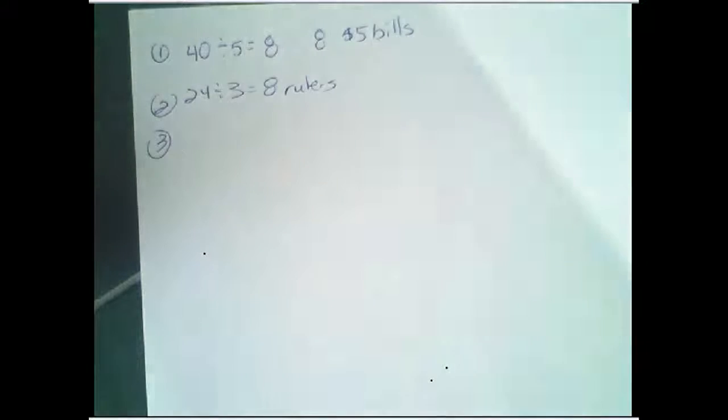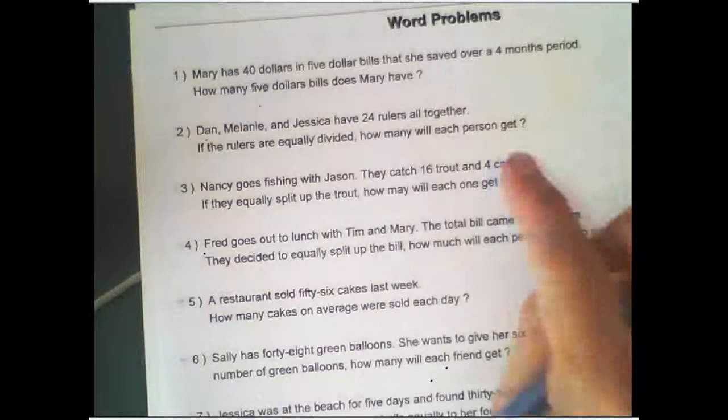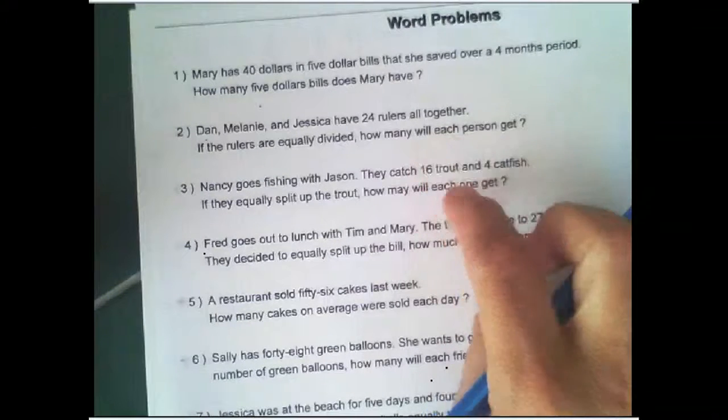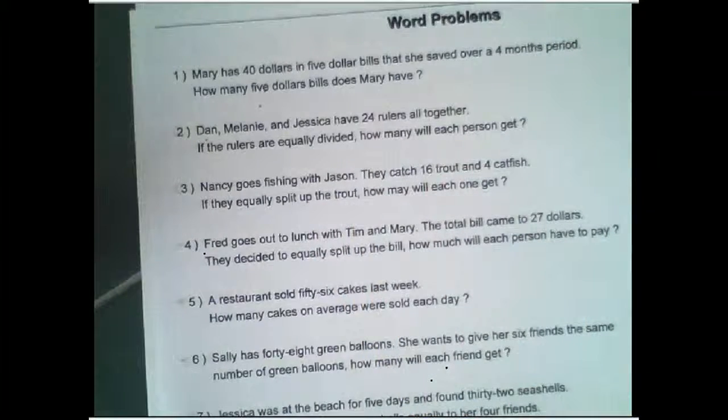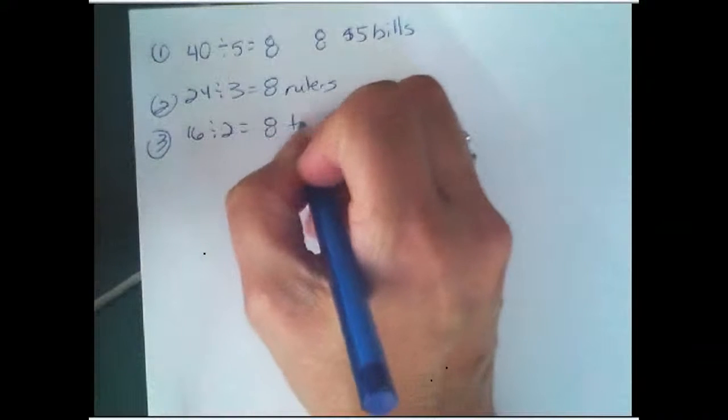Let's look at the third problem. Nancy goes fishing with Jason. They catch 16 trout and 4 catfish. If they equally split up the trout, how many will each one get? Again, we're not worried about the catfish. We are only concerned about the trout. There are 2 people. We're going to divide those 16 trout by the 2 people, and they will each get 8 trout.